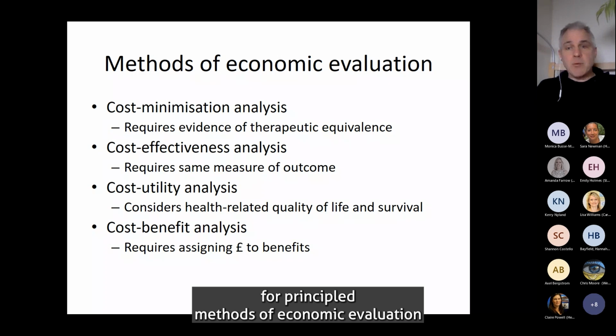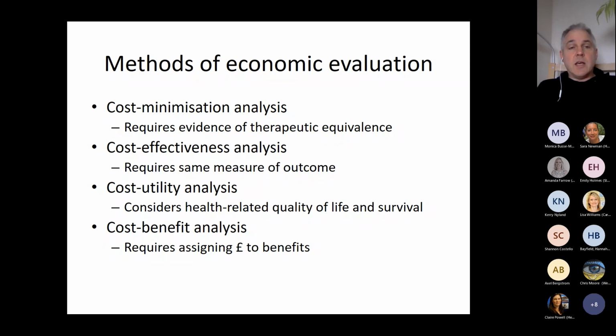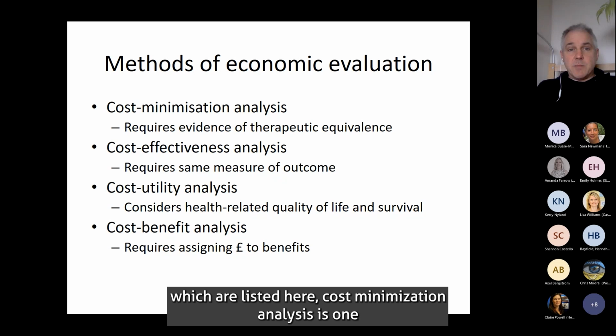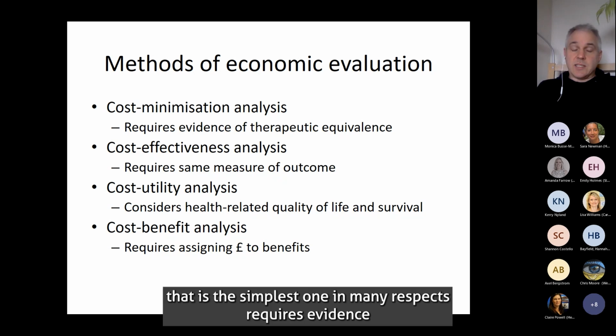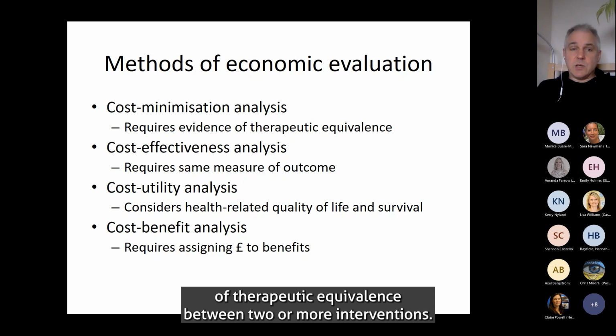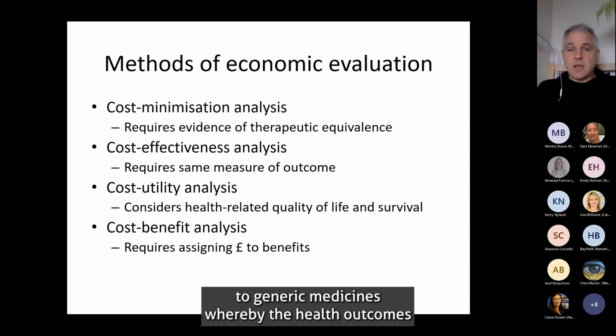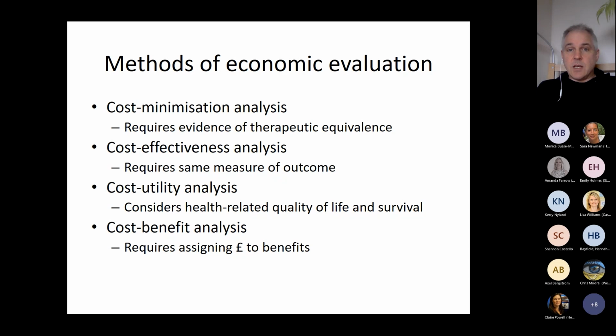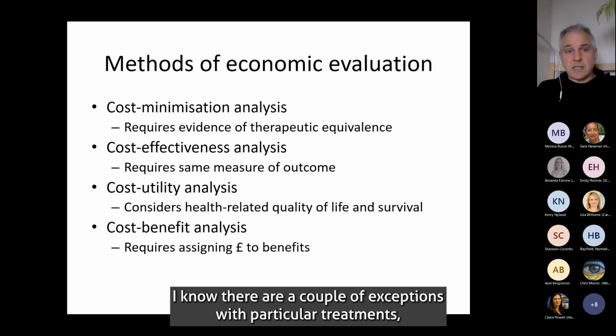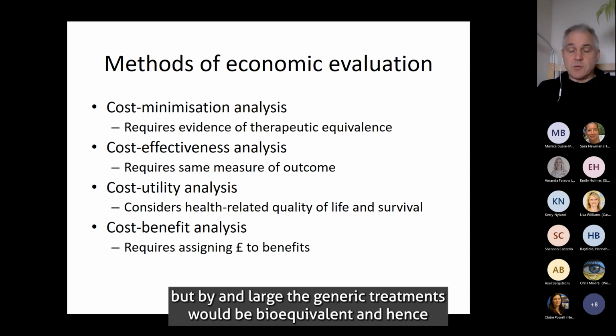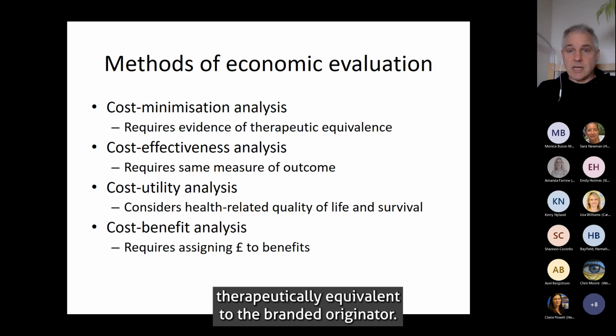There are 4 principal methods of economic evaluation, which are listed here. Cost minimization analysis is the simplest one in many respects, but it requires evidence of therapeutic equivalence between 2 or more interventions. And the classic example here would be the conversion from branded to generic medicines, whereby the health outcomes are equivalent. I know there are a couple of exceptions with particular treatments, but by and large, generic treatments would be bioequivalent and hence therapeutically equivalent to the branded originator.